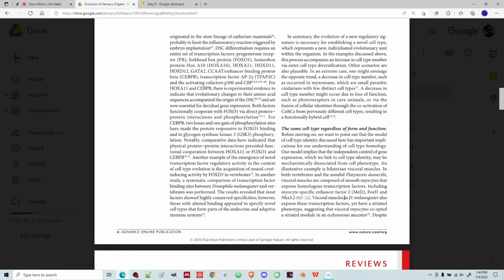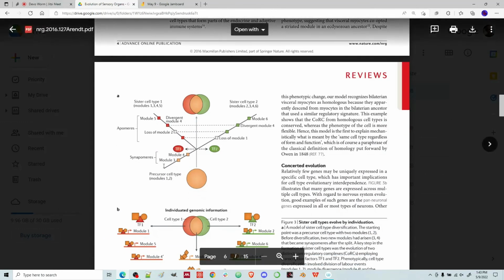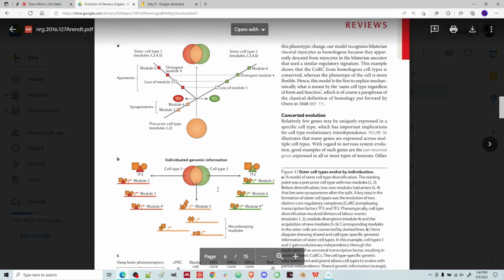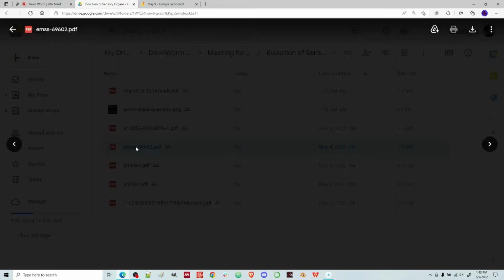So, for example, visceral muscles in Drosophila melanogaster also express these transcription factors, yet have a striated phenotype, suggesting that the visceral myocytes co-opted a striated module in an ancestral species. And so this is an example of some of these evolutionary changes and how these might occur. And so that's about cell type.